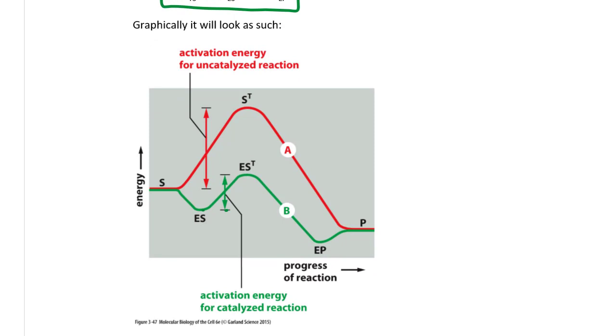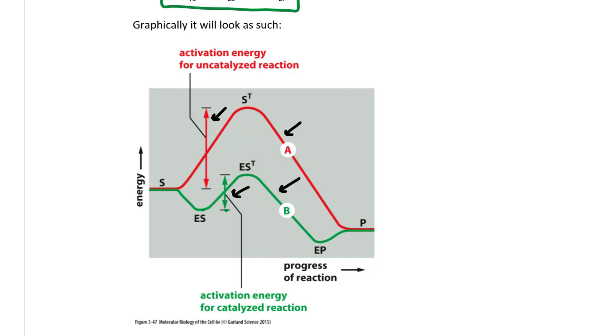Graphically, it will look something like this. We have the normal reaction without the enzyme in red. So that's A right here. And we have the one with the enzyme involved, being catalyzed. And the energy of activation for the uncatalyzed reaction is being shown in red arrow right here. And the energy of activation for the catalyzed reaction is being shown in green. And of course, the EA for the catalyzed reaction is much smaller than the EA for the uncatalyzed reaction.